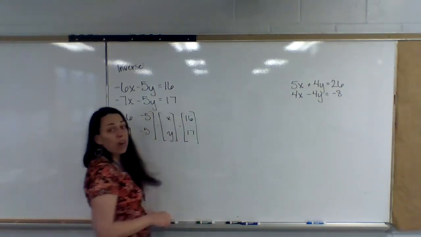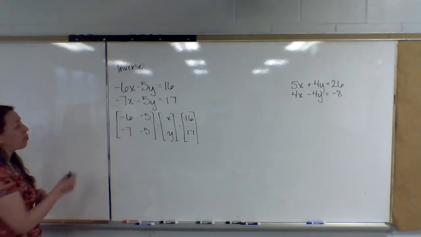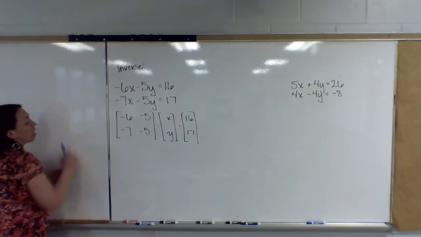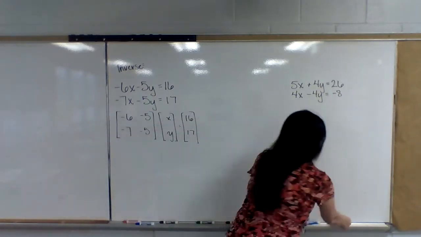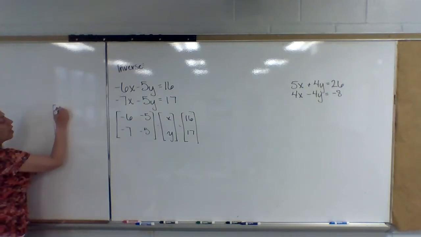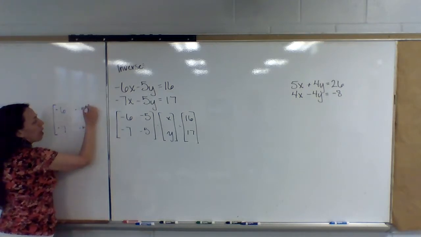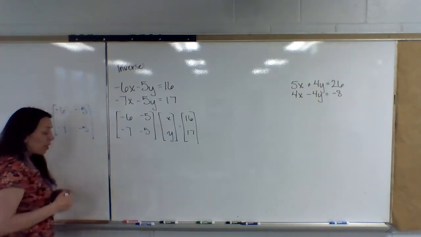Hopefully, guys, I'm trying to watch the video to make sure you can see okay and there's no glares and anything like that. Sorry if there happen to be. I am going to write down -6, -5, -7, -5. I'm going to rewrite this square matrix right here because a couple things.